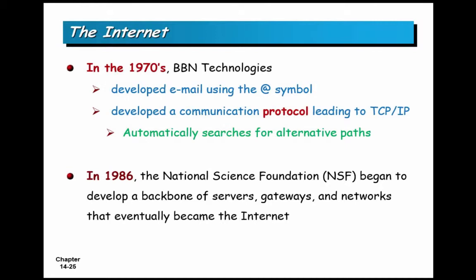In the 70s, BBN Technologies, which was a private company, developed the at symbol, and developed email back in the 70s. And they developed the communication protocol which we all use today, called TCP/IP, which is a code that identifies a location. This computer has an IP address. So if somebody wants to send something to this computer, it has an address. In the 1980s, the National Science Foundation began to develop a backbone of servers, gateways, and networks. So this was still government run at this time, the 1980s.